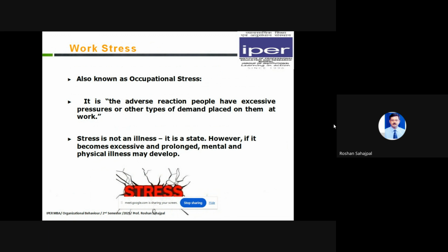However, अगर ये stress बहुत लंबे समय तक चलता है, excessive and prolonged period of time, then it can lead to mental and physical illness. तो इससे कोई ना कोई illness develop हो जाती है.